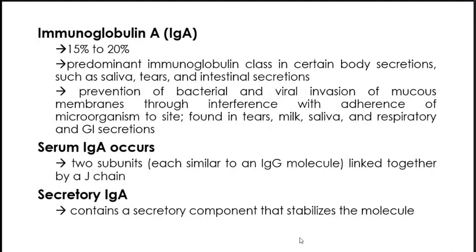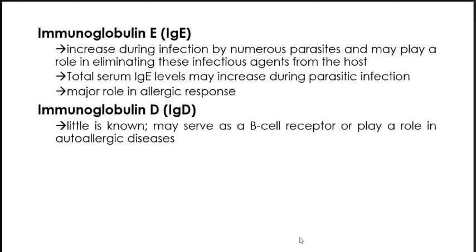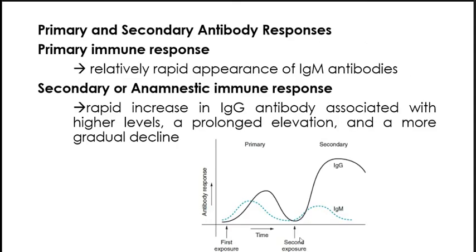Okay. So, we also have your E and D, but the E is major role in allergic responses. And your D, it says that it may serve as a B cell receptor or play a role in autoallergic diseases. So those are your antibodies or immunoglobulin. Ang ano niyan is acronym nyo GAM din. Sabi ni Sherlyn, GAMDE.